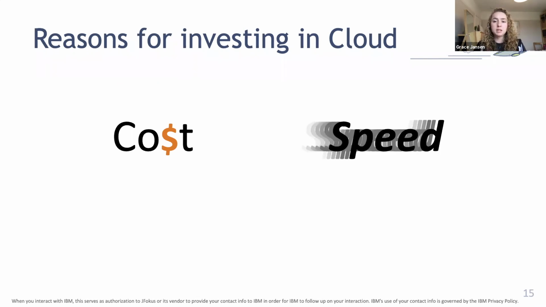We've also got speed, which is another important factor to keep in mind. The cycles for getting new things provisioned in a data center to support a new application, for example, can be quite long. Whereas with cloud and cloud native applications, you can provision what you need when you need it. As long as you have the permissions and obviously the finance, you can provision as and when you need it, which is really helpful.